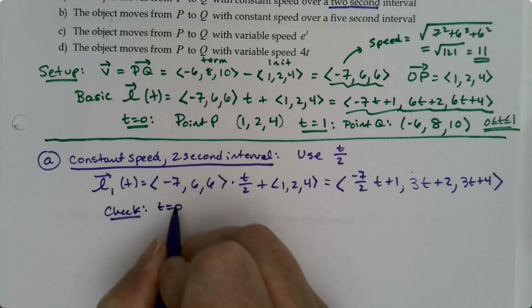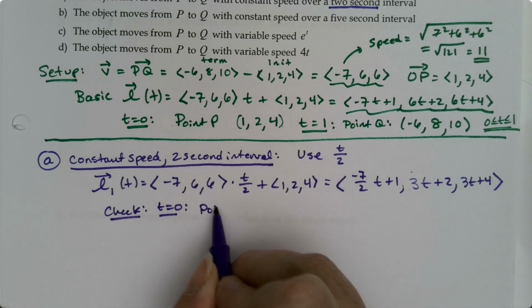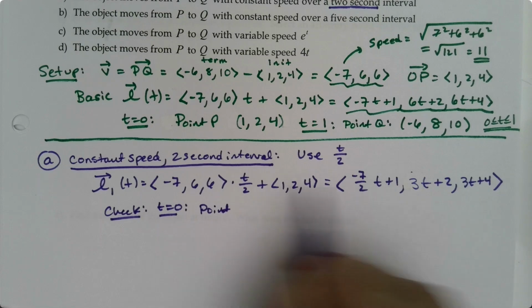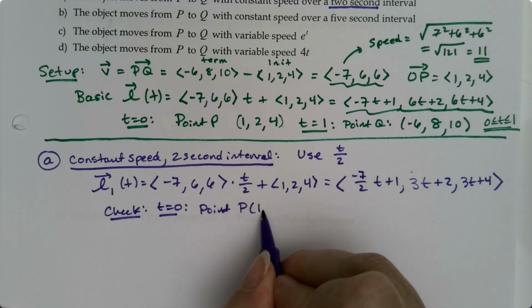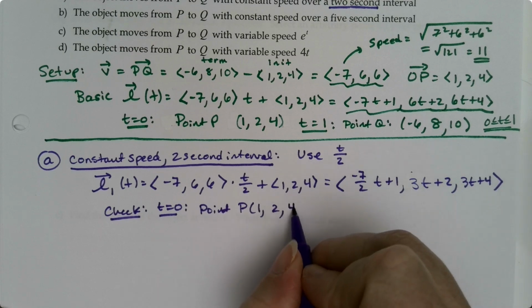At t equals 0, when I put 0 in, I will have 0 plus 1, which is 1, 0 plus 2, which is 2, and 0 plus 4, which is 4.